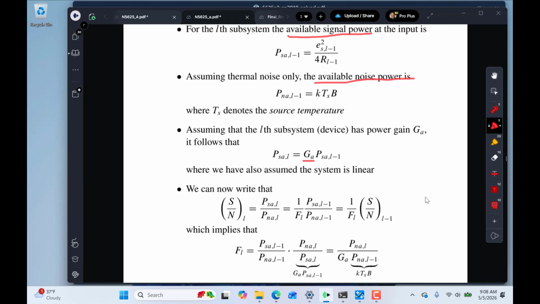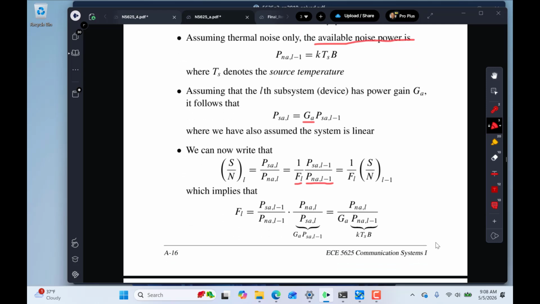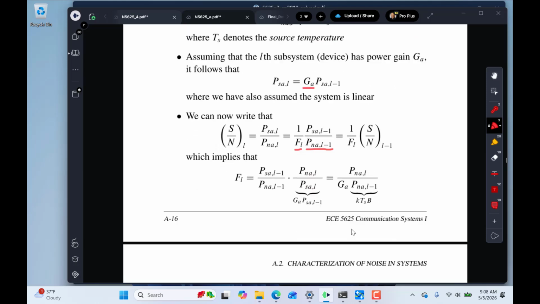The noise gets the noise figure built up into that. So this represents the noise power at the input, and this is the noise figure of the system. So overall, what comes out of this is the 1 over F. But from that, we can imply what the relationship for the noise figure is. It's going to be the noise power at the output divided by the noise power at the input times G_A, the gain of the device under test.